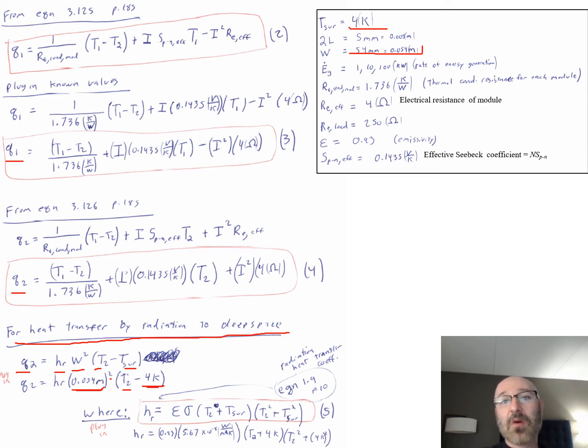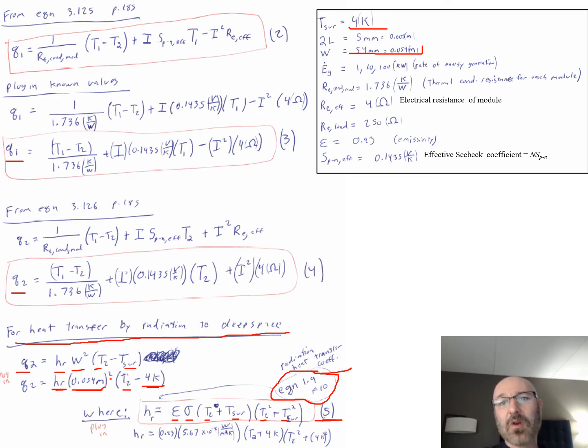So then we can go back down here and we say, okay, well, what is our HR? Well, our HR is given to us as equation 1.9, referencing all the way back to page 10 at the beginning of our textbook right there. And this is a radiation heat transfer coefficient right there. So we can plug in this right here. This is given by the relationship of our epsilon times our Stefan-Boltzmann constant right there times T2 plus our T surround times our T2 squared plus our T surround squared right there. We'll call this equation 5 now right there.